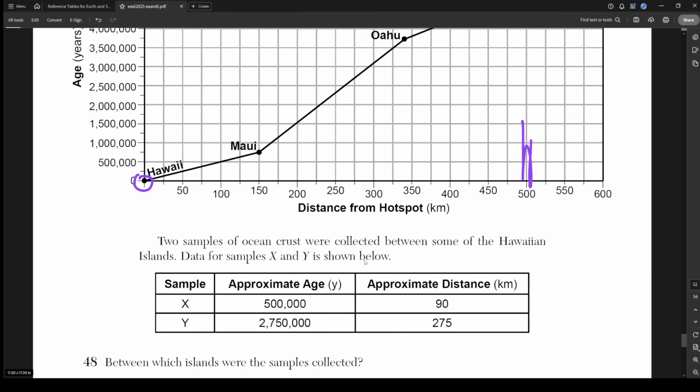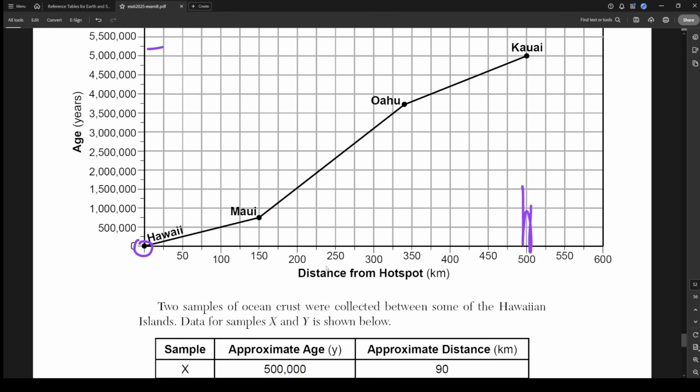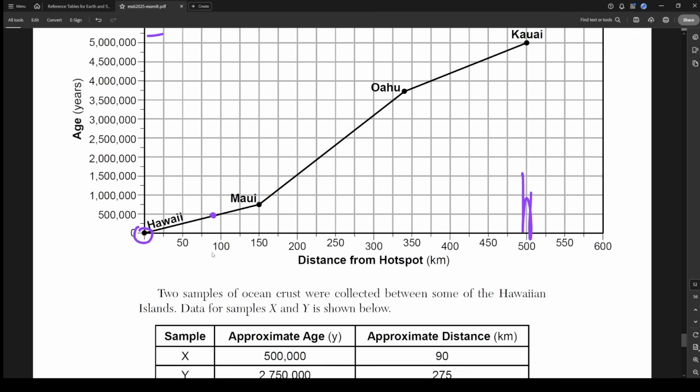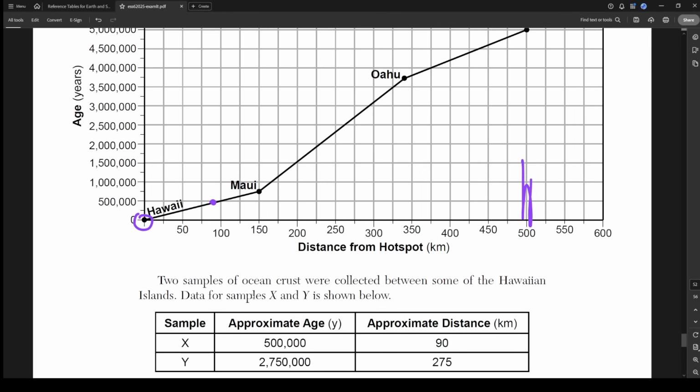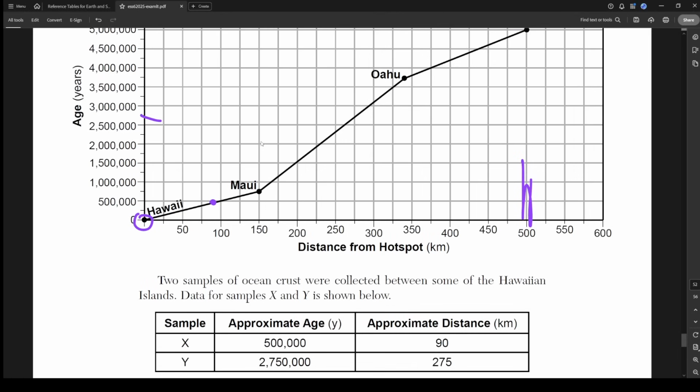Two samples of the crust were collected between some of the Hawaiian Islands. Data for samples X and Y is shown below. X is 500,000 and 90. So let's go look at these. 500,000 right here and 90. So it's like here, ish. And then, oh, it says approximate. So it's about there. 2750, which is there. And then 275, which is here. So it's here.